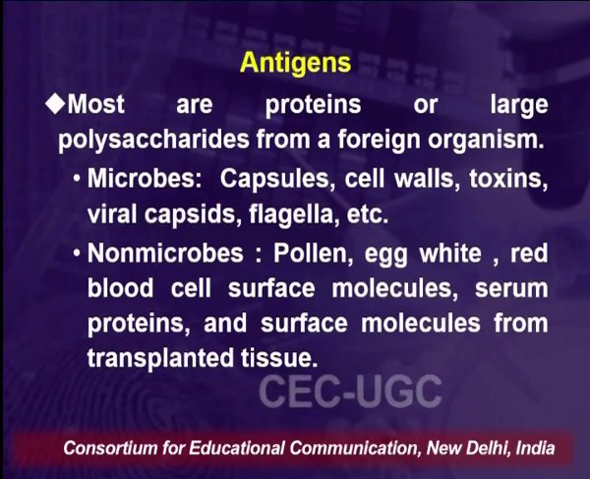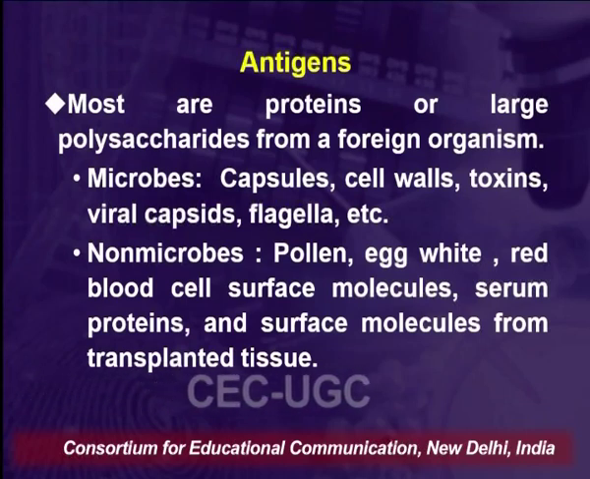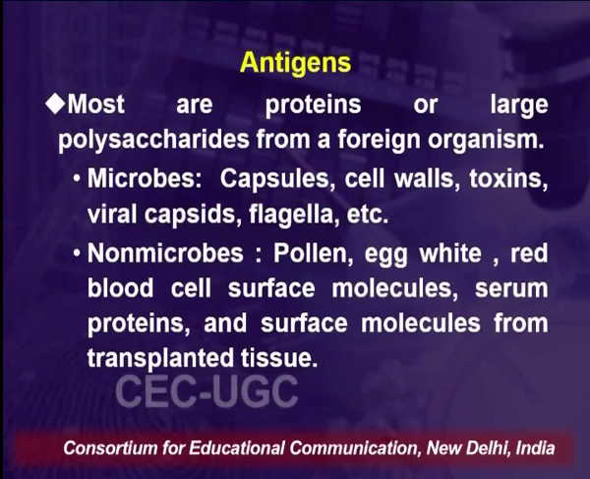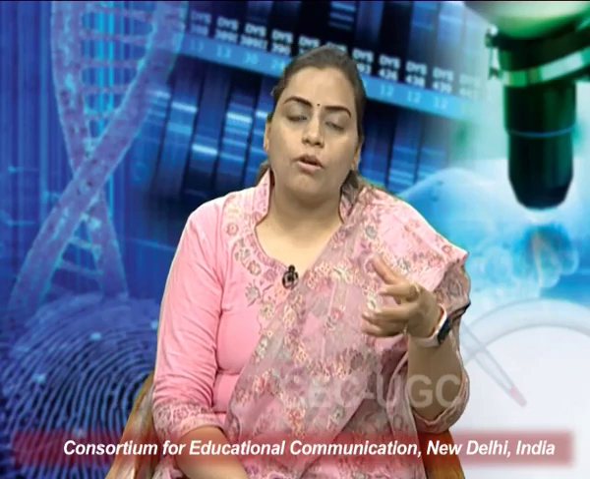Now, whenever we are talking about the antigen and antibody complex, we must know what could be an antigen and what could be an antibody. Mostly the antigens are proteins or large polysaccharides from foreign organisms. If they come from microbes, they could be capsules, cell walls, toxins, viral capsids, flagella, etc. If they come from non-microbes, they could be pollen, egg white, RBC surface molecules, serum proteins, and surface molecules from transplanted tissue. So, antigens could come from microbes or from non-microbes too.